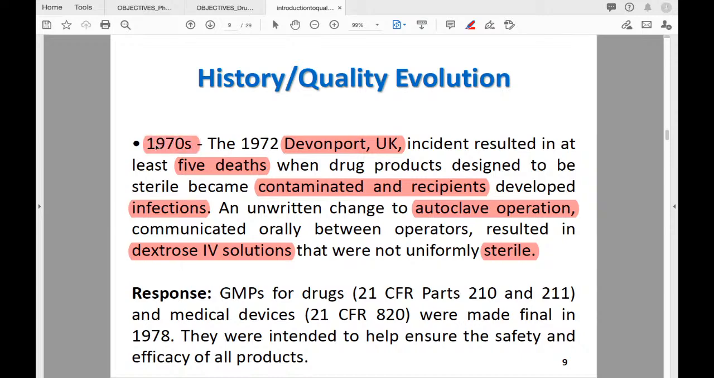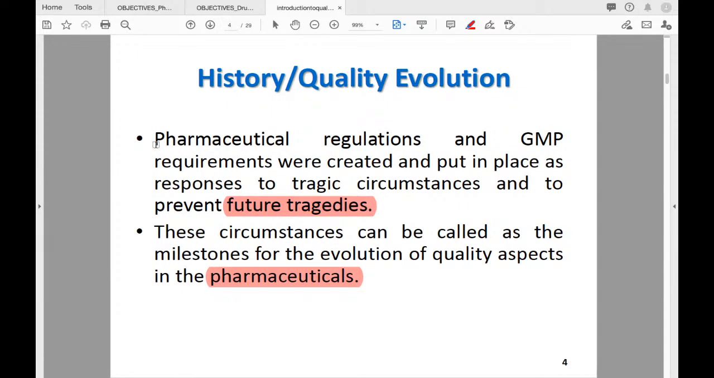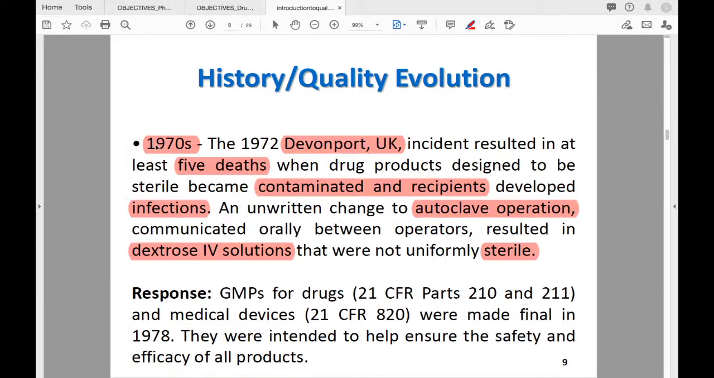As we started in our first lecture today, because of the tragedies that happened in our past, our quality evolution takes place in the pharmaceutical field.